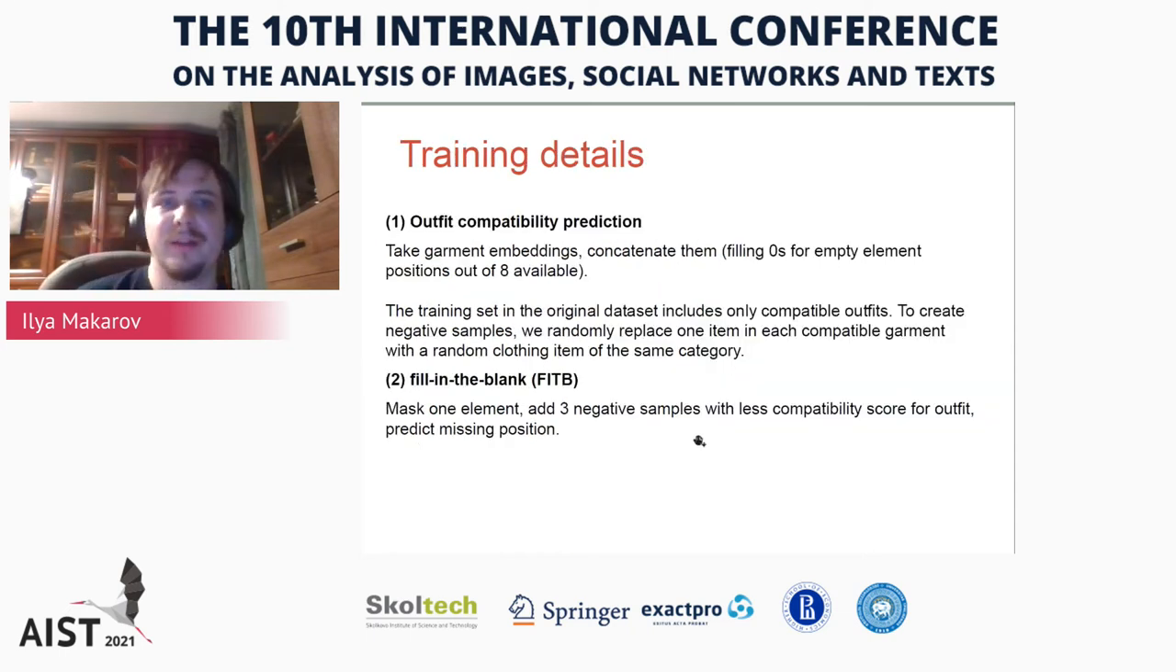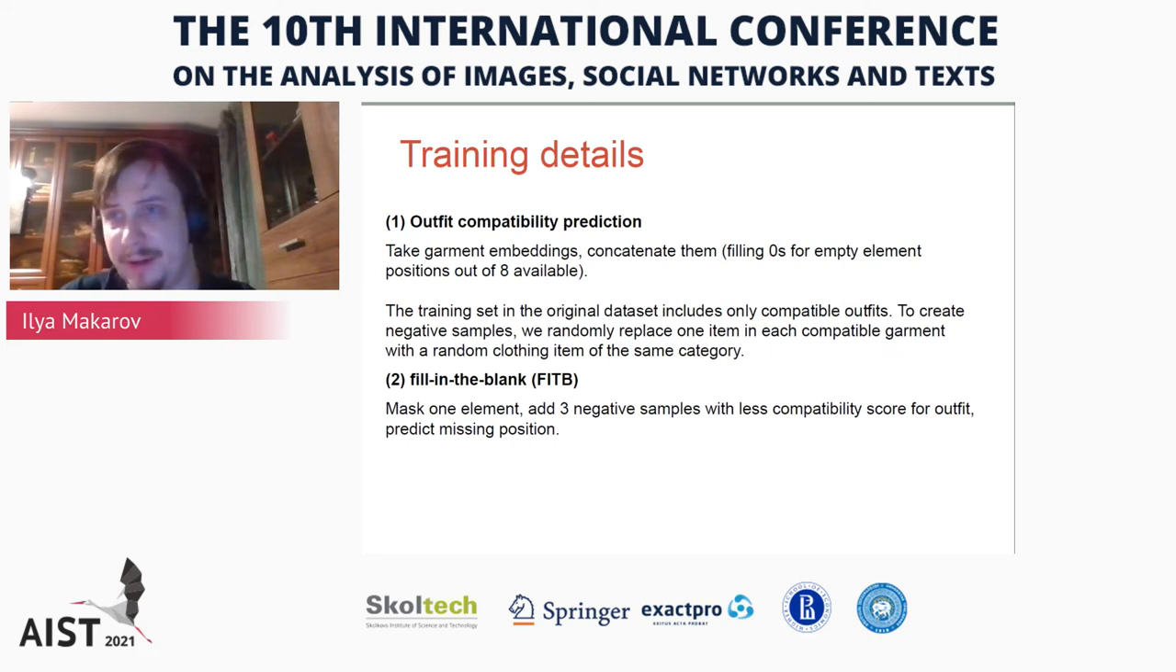Basically, about training details, we have two tasks. One is outfit compatibility prediction. In this case, we take garment embeddings from Inception, and then we concatenate them and fill with zeros for empty element positions. We can see that we have eight positions at maximum, so we just feed zeros for the positions for which we don't have any information. And we train using the training set of positive examples. To create negative examples, we randomly replace one item in each compatible outfit with a random clothing item of the same category.